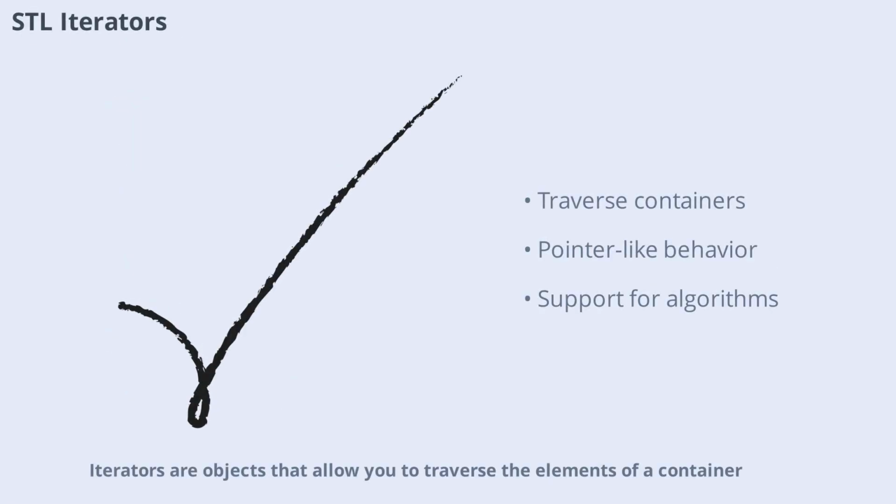Iterators are objects that allow you to traverse the elements of a container. They act like pointers, providing access to container elements and enabling algorithms to work with different container types. There are several kinds of iterators, including forward, reverse, and constant iterators. By mastering iterators, you can write code that is both generic and efficient, seamlessly moving through any STL container.